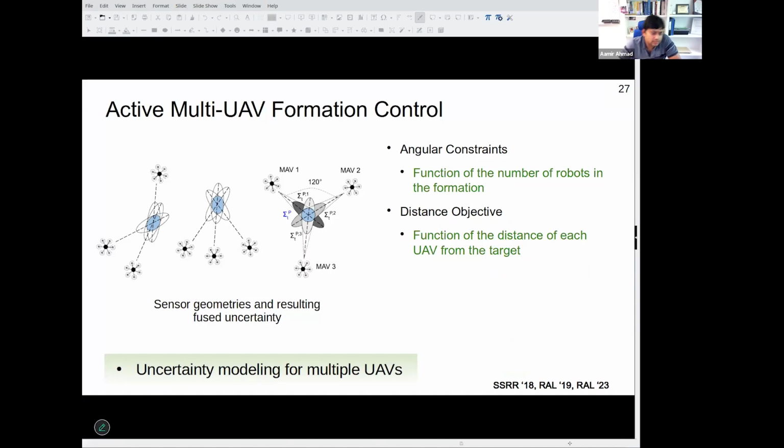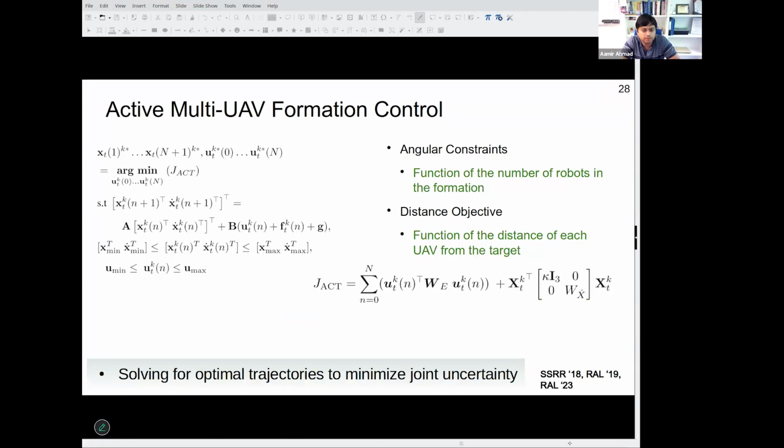Yeah, so one more thing I want to emphasize here is to remember these constraints. Angular constraints are a function of the number of robots in the formation, and the distance objective is a function of each individual UAV's distance, right? So depending on the knowledge of how many drones there are, this becomes a kind of pre-information for this formation controller. The formation needs to know how many drones are active at a certain time in a given mission.